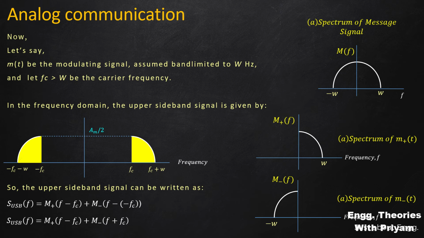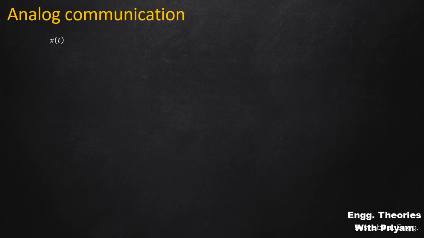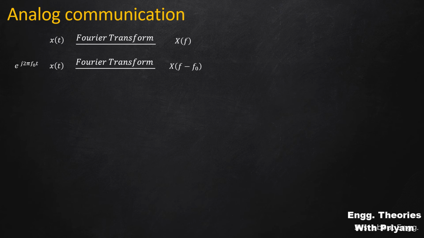So this upper sideband signal can be written as M plus of f minus fc plus M minus of f plus fc. Let's take a signal x(t) in the time domain, and if we take the Fourier transform of this signal x(t), then it can be written as capital X of f in the frequency domain. Now if we multiply this signal x(t) by e to the power j2 pi f naught t, then the Fourier transform of this signal, which was capital X of f, will be shifted by plus f naught in the frequency domain by the property of the Fourier transform.